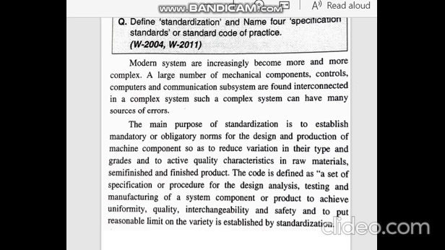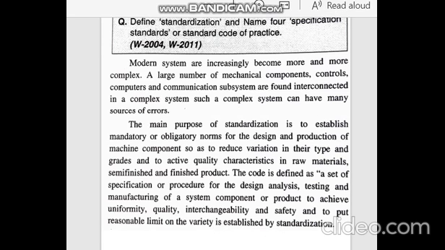I will give you a better definition than this. You can write and keep this definition. A standard is a set of specifications for parts, materials, or processes. That's all, the definition for standard. Again, I'm repeating, a standard is a set of specifications for parts, materials, or processes.